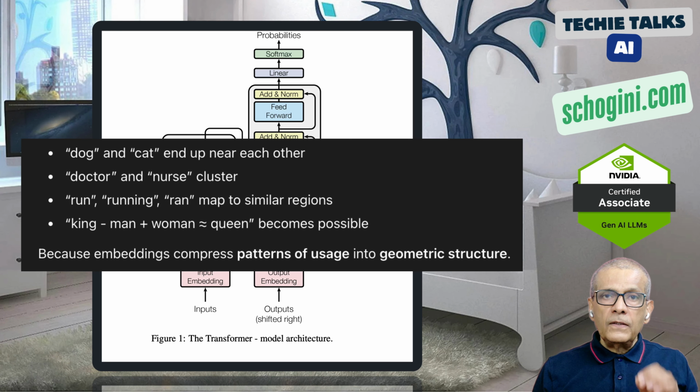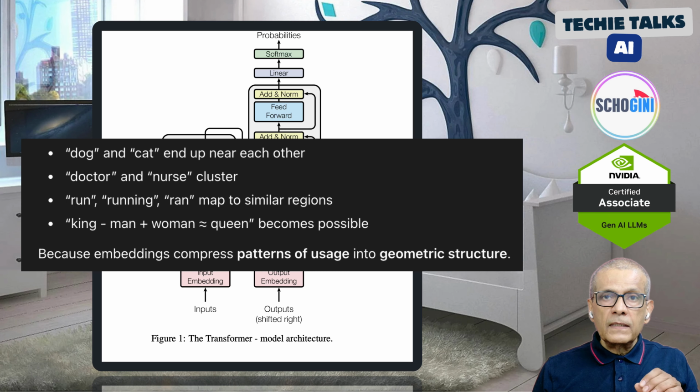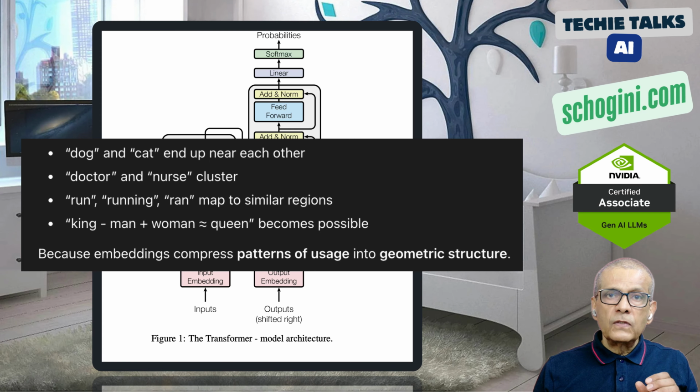That is why dog and cat end up near each other. Doctor and nurse cluster. Run, running, ran map to similar regions. King minus man plus woman approximating queen becomes possible because embeddings compress patterns of usage into geometric structure.